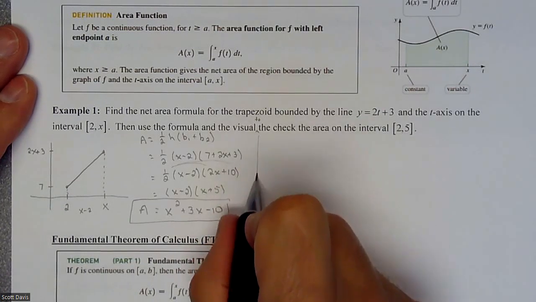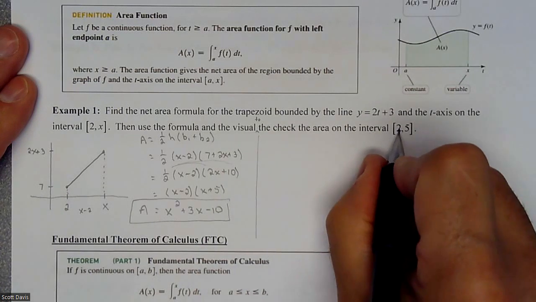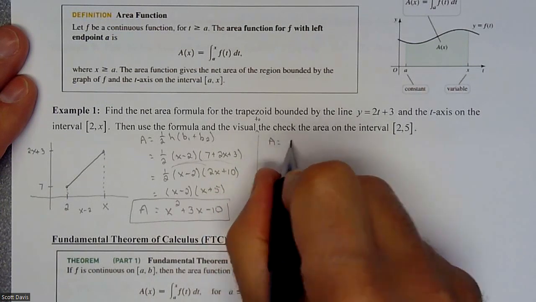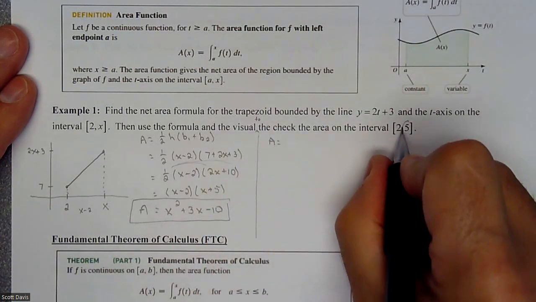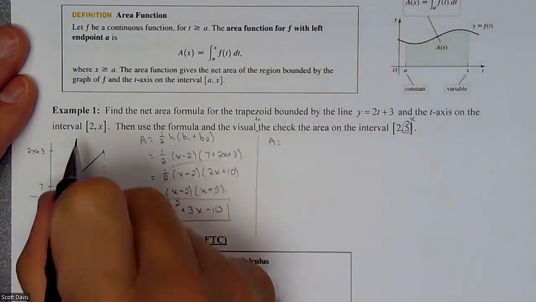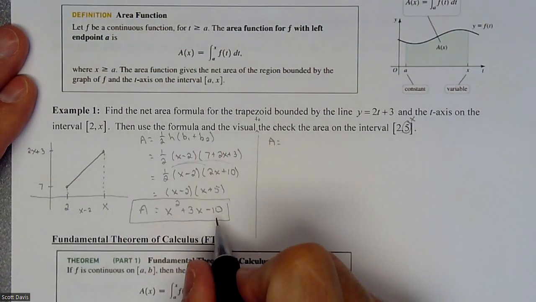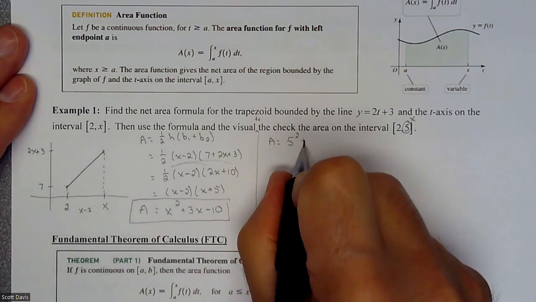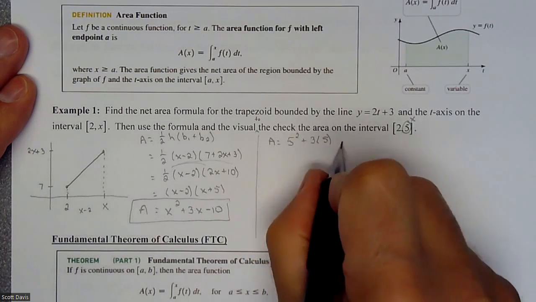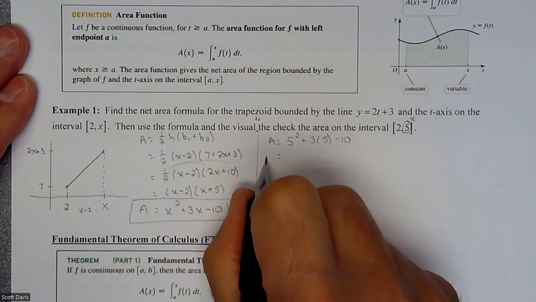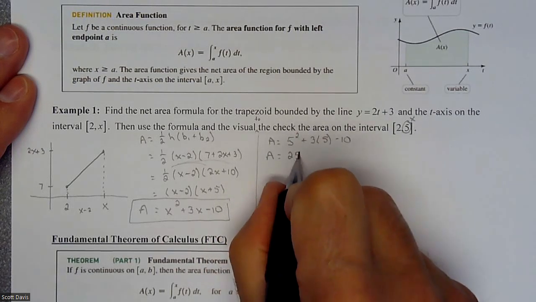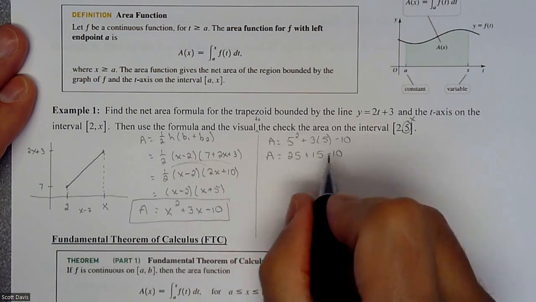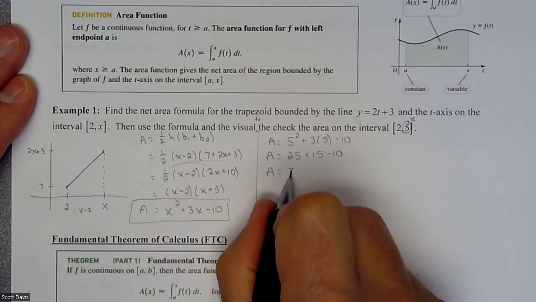So we could then say, all right, we want to know the area from 2 to 5. We want to know the area of that trapezoid. So to specifically find that area, that's our x. We are going from 2 to x. The 2 is already incorporated into the formula. So we would go ahead and plug the 5 in. And so we'd have 5 squared plus 3 times 5 minus 10. So we're looking at an area of 25 plus 15 minus 10. So 40 minus 10, our area would be 30.